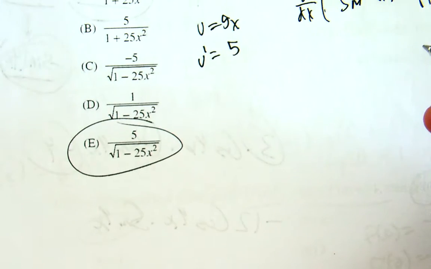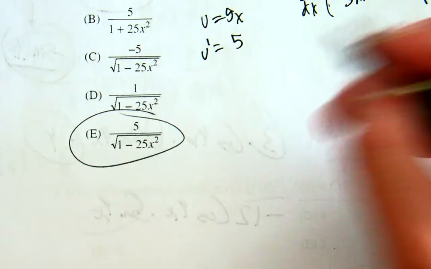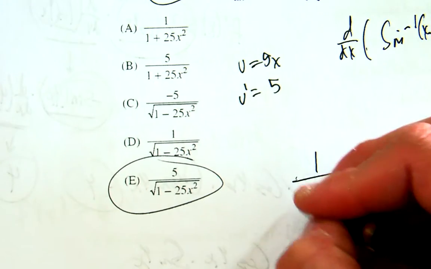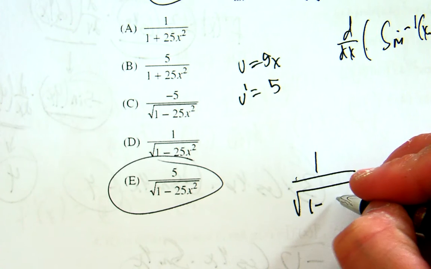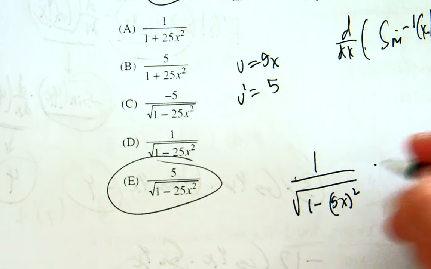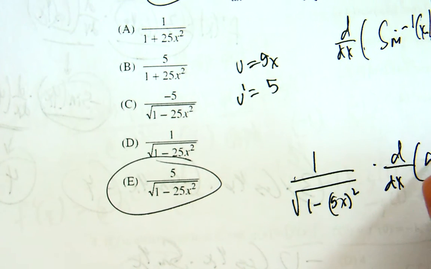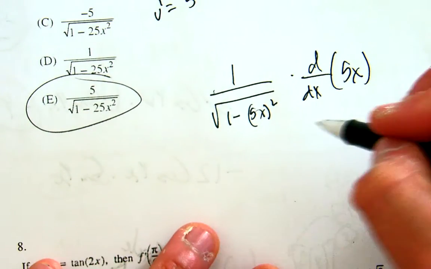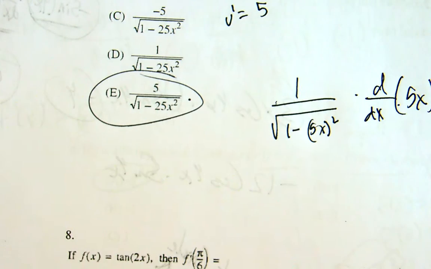Another way of thinking about this is you could have just said, okay, the derivative of arc sine of blah blah is 1 over the square root of 1 minus blah blah squared, times the derivative of blah blah, right? That's another way of thinking about it. And of course, this yields the same answer as this one. Anyways, two different ways of thinking about the same problem.